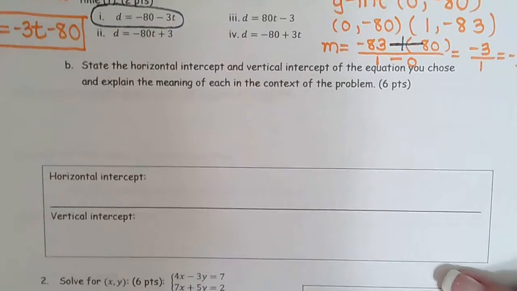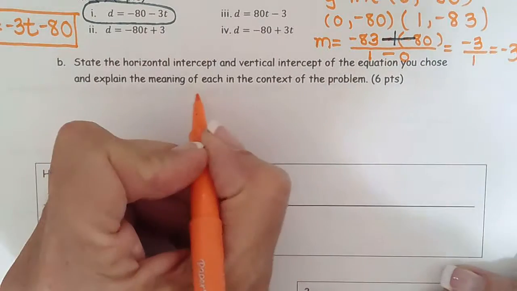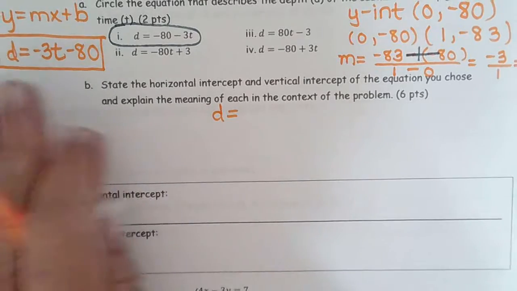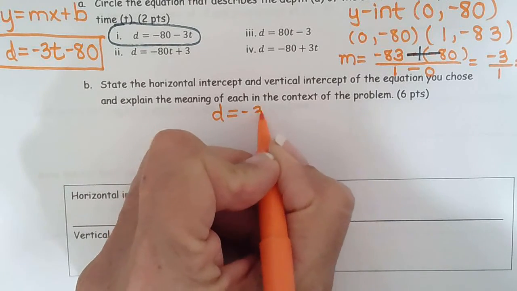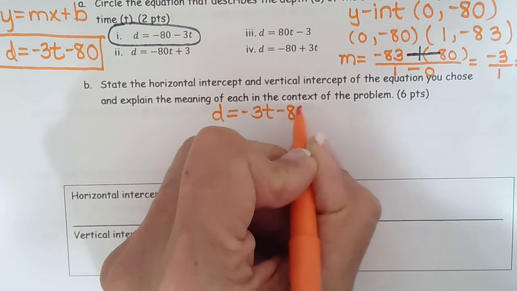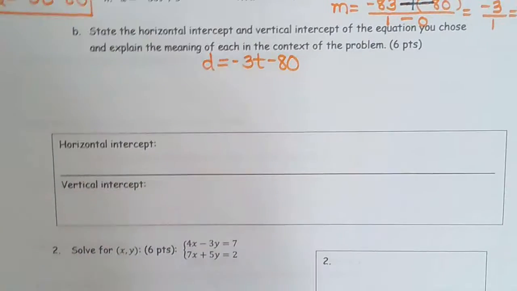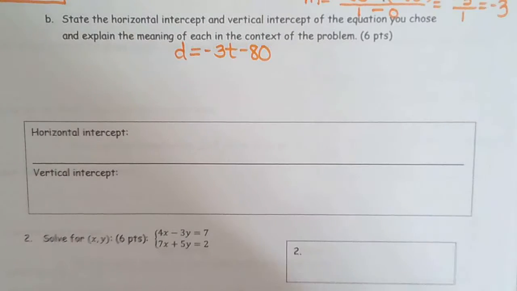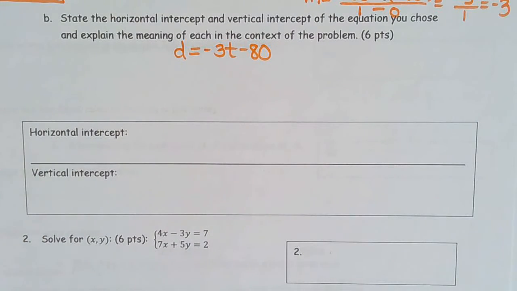Okay, so now let's scooch up. Let's write our equation here. D equals, I like mine better, just the order, negative 3t minus 80. That way we can cover up that part of it and move our paper up so I'm not off the screen. Okay, so now they're asking us to state the horizontal and vertical intercept.